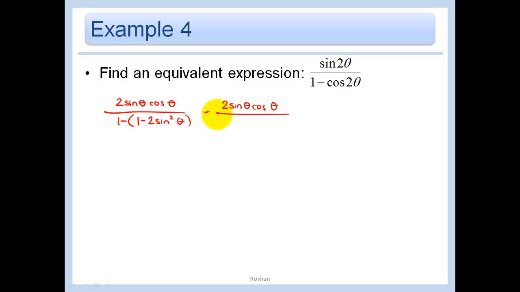And then let's just distribute that negative. So we get 1 minus 1 plus 2 sine squared theta. And I'm really happy because the 1 minus 1 is just 0. And so now the 2's are going to cancel out. Actually, let me just rewrite this.